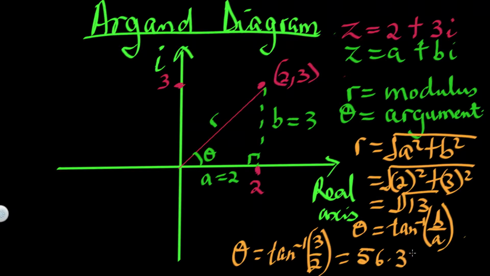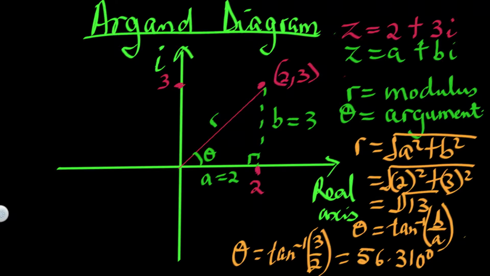56.310 to 3 decimal places, degrees. This is how you get your argument and your modulus. It is as easy as this. For the modulus, you apply Pythagoras theorem.